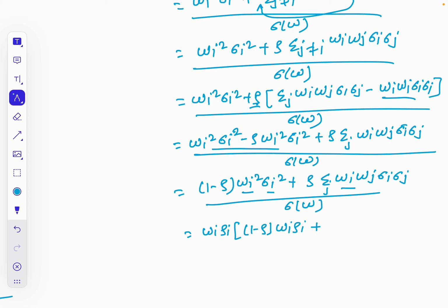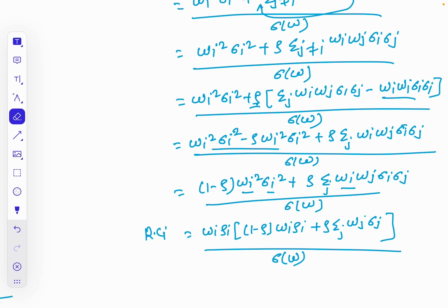Plus we have a rho over here. We have for all j, wi is taken outside, it will be wj rho j. Okay, got it? Divided by rho w. So this is the risk contribution of asset i. Okay, got it? So basically this is the risk contribution of asset i. Just a minute. It would be summation, it would be nothing but wi. So it is basically the risk contribution of asset i.